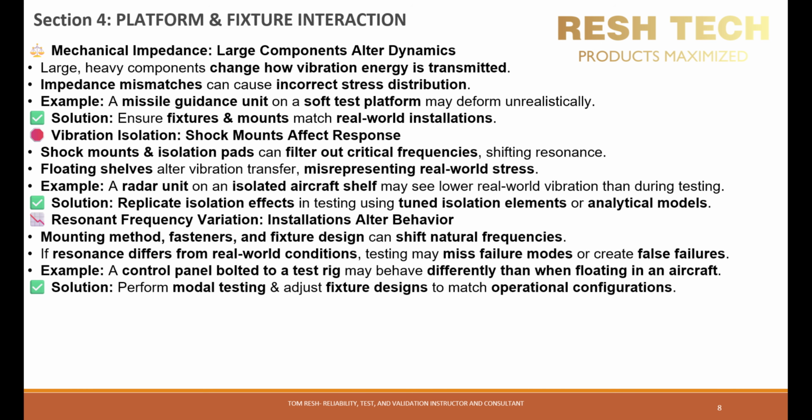Shock mounts, grommets, and isolation pads introduce compliance or softness, which filters out certain frequencies and may shift resonance points. Floating or isolated shelves, used to protect electronics, modify how vibration is transferred through the system, making it difficult to reproduce real-world stress conditions. An example would be a radar unit mounted on an isolated shelf in an aircraft, which may experience much lower vibration levels in service than when mounted directly to a rigid test fixture. If not accounted for, the test may overestimate real-world fatigue exposure.